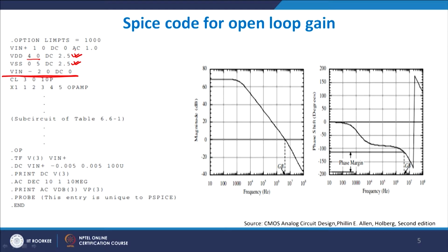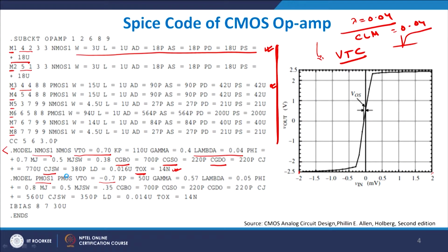Then I define a load capacitance of 10 picofarad between node 3 and 0, and so on and so forth. What happens is that you feed the circuit here and try to find out the DC output bias at this particular point. Then you try to find V out versus V in, which means you give a sweep of V in. For every value of V in, you find the V out, and as expected the VTC looks something like this, which is shown in front of you.